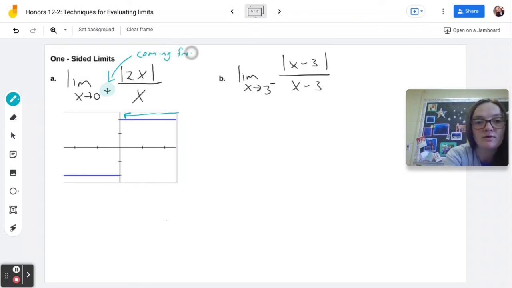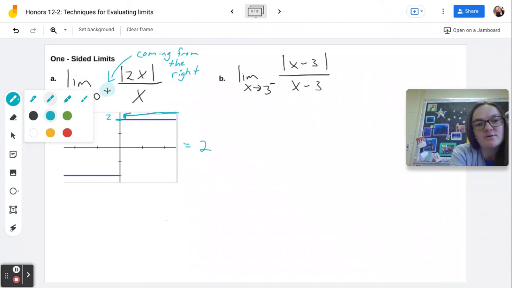So coming from the right, we can see, okay, what is the height the arrow is approaching as I come from the right? Well, this height looks like it is 2. And so the answer here is 2, and that's using a calculator. But the question is, how do I do this without a calculator?